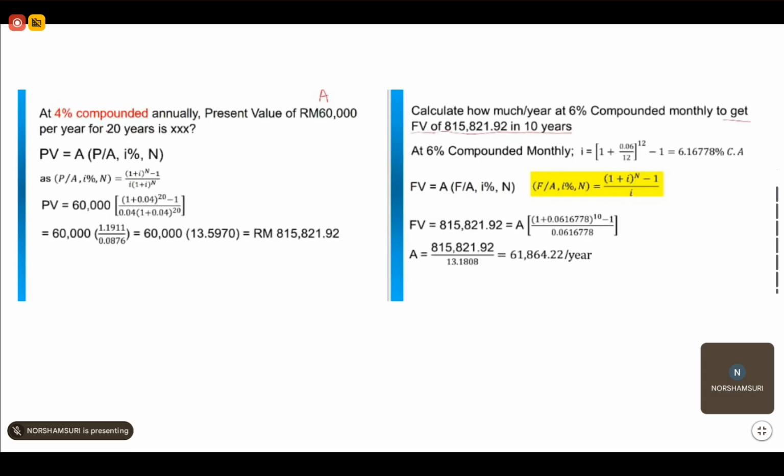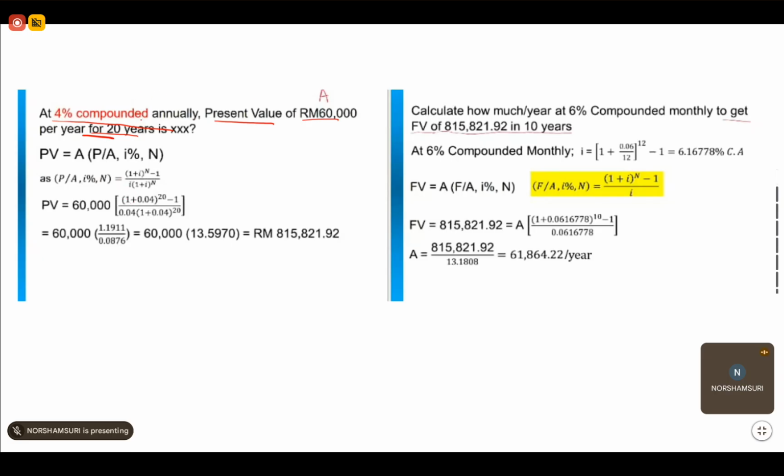This question is asking: at 4% compounded annually, the present value of 60,000 per year for 20 years.